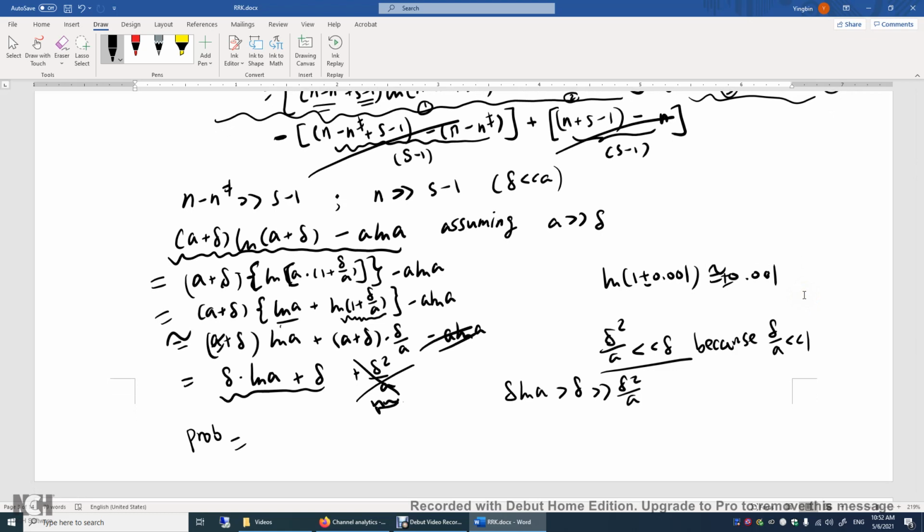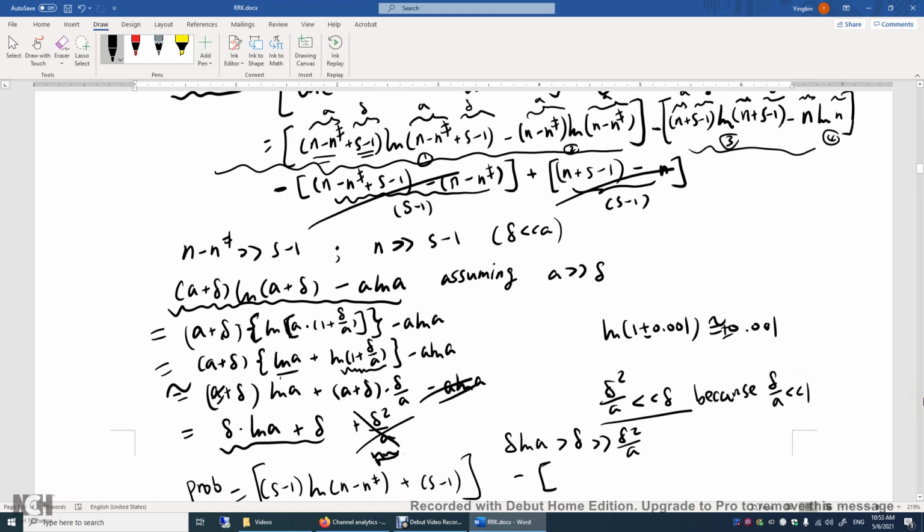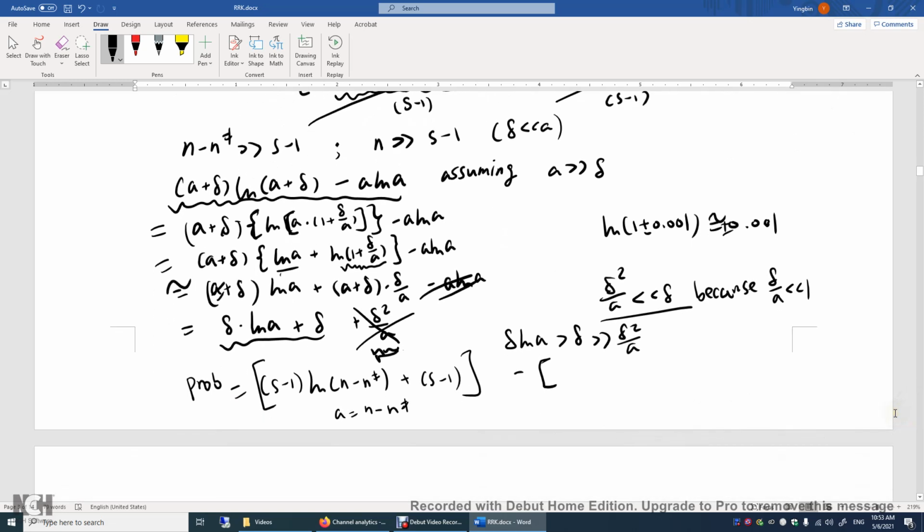It's going to be delta times ln A. Delta is S minus 1 times ln A. A is n minus n double dagger plus delta. This is our first bracket, in which A is n minus n double dagger. Now we have our second bracket. Using the same formula, delta is just S minus 1. Over here, A is n, and then plus S minus 1.